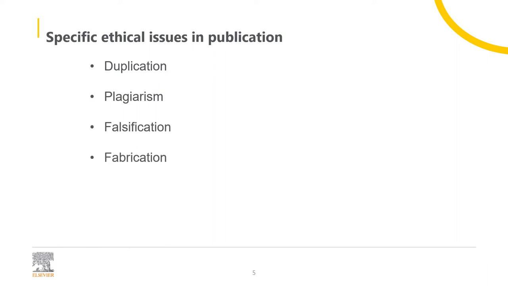Now, the specific ethical issues in publication are the following: duplication, plagiarism, falsification, fabrication, authorship, and conflicts of interest. And in the next set of slides, I'm going to deal with each of these in turn.